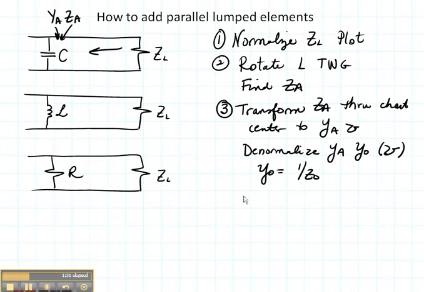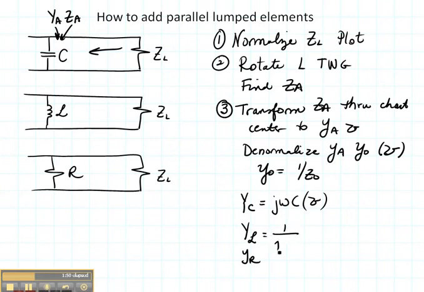Then what we're going to do is calculate the admittance of the capacitor, or the admittance of the inductor, or the admittance of the resistor, and add that to our YA value. So YC is j omega C, and that's given in mhos. YL is 1 over j omega L, and that's given in mhos. And YR is 1 over R, which is also given in mhos.